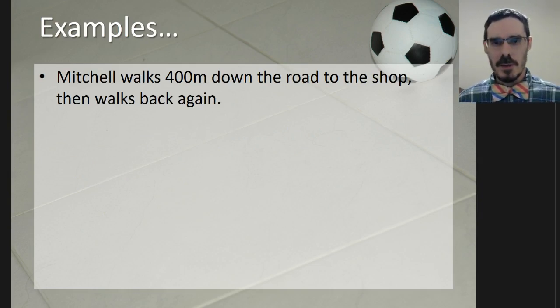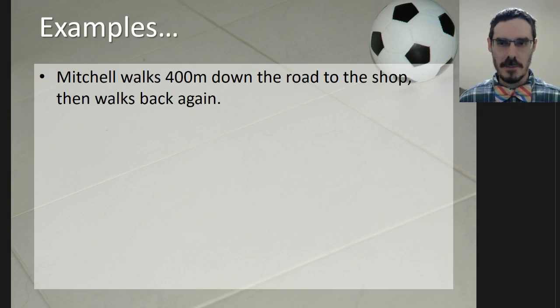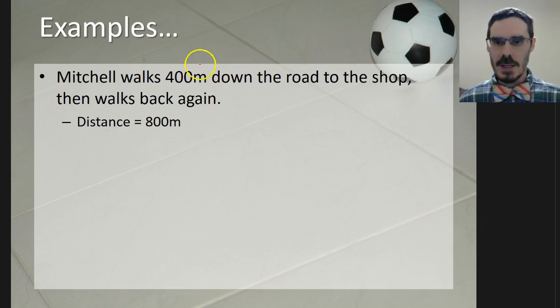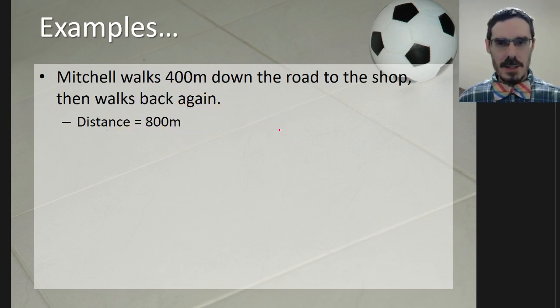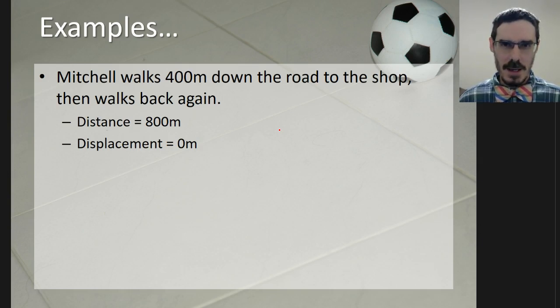Mitchell walks 400 metres down the road to the shop, then walks back again. Well, the distance is the total distance that he travelled. He went 400 metres there and 400 metres back, which is 800 metres in total. But the displacement is how far he is away at the end from where he started, which is 0. He has no final total displacement because he's at the same point at the end as where he started. Can you see the difference? Distance is a scalar, how far did he actually travel? And displacement is how far is he at the end from where he started. Now, because it's 0, we don't even have to give a direction.